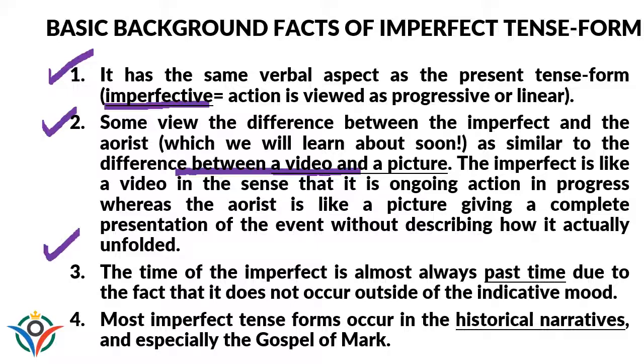The third fact, the time of the imperfect is almost always past time due to the fact that it does not occur outside of the indicative mood. All right, so essentially the imperfect is always conveying an action in the past time. And then the fourth fact, most imperfect tense forms occur in the historical narratives, and especially in the Gospel of Mark.